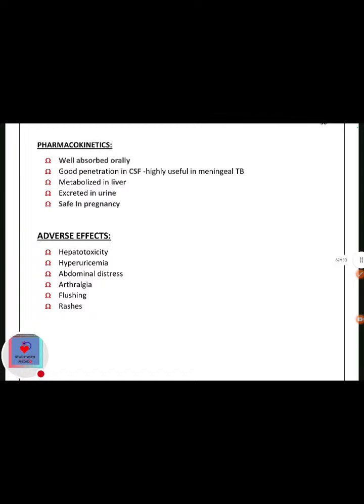What are the adverse effects? What are the most common adverse effects of pyrazinamide?